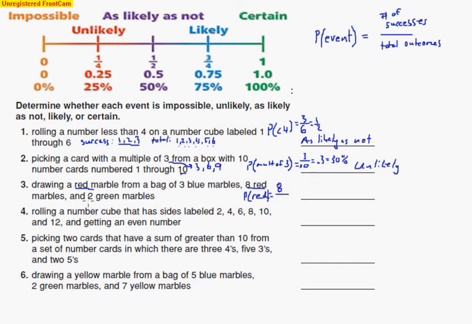Well, there's 2, 3, and 8. So you add those numbers up, 2 plus 3 plus 8. Well, that adds to equal 13. And so we have 8 over 13.